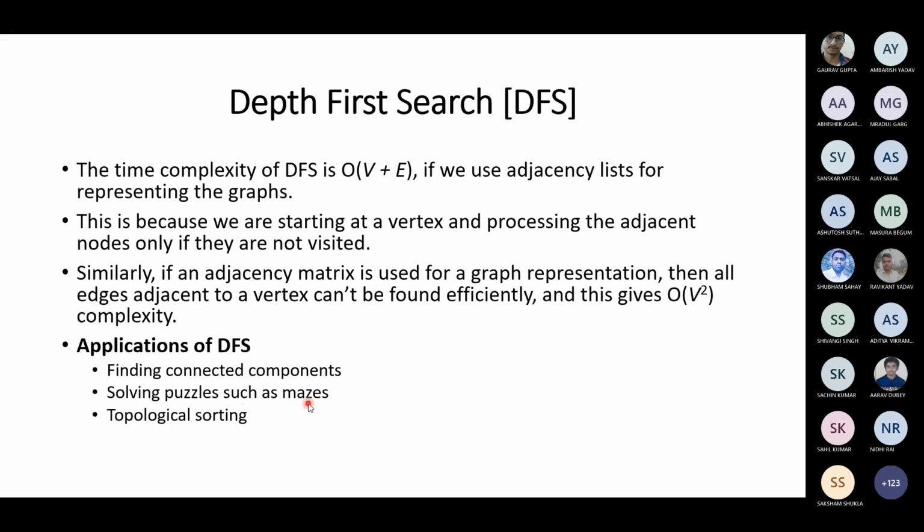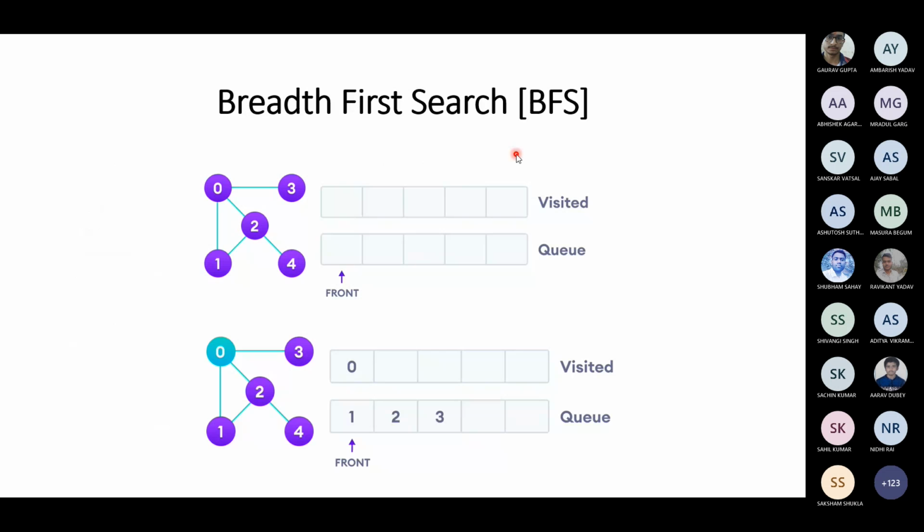So the applications of depth first search are solving puzzles such as a maze. You go to a maze and you want to find whether a path is there or not. You usually apply depth first search. Finding connected components or topological sorting, all these applications will use depth first search. So there is also a breadth first search.